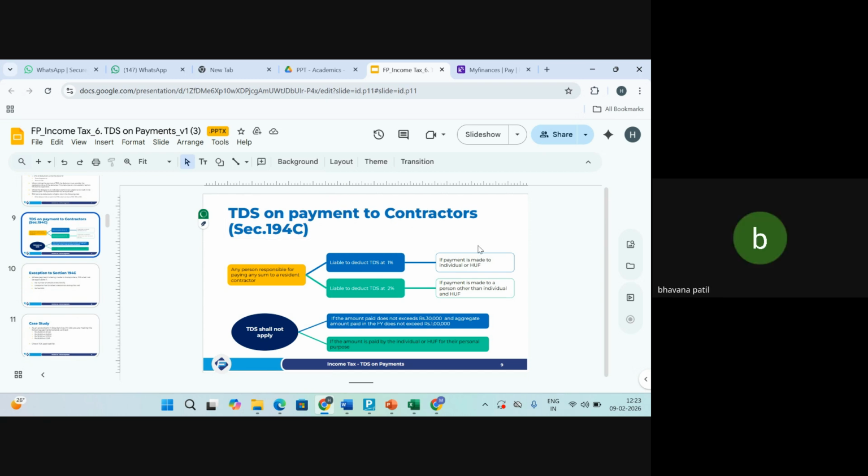No. So, TDS on payment of contract. Contract means that an agreement is made between two persons. Here, any person responsible for paying a sum to a resident contractor, everybody is responsible. If you made a contract, obviously the sum of the residential amount has to be paid to the contractor. Am I right?